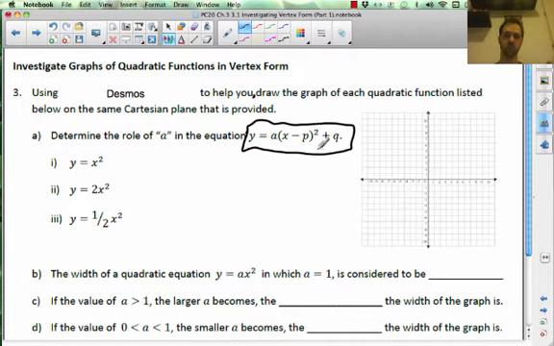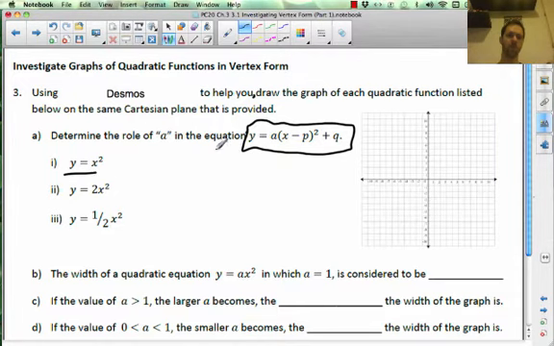This is one of two types that we're going to look at. So this one will be y equals a times (x minus p) all squared plus q. We're going to look at the specific roles of a, p, and q and figure out how they help us in graphing a quadratic function.